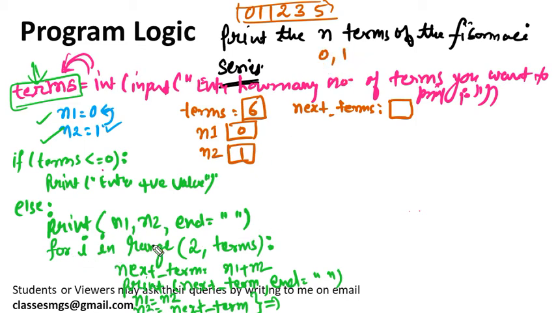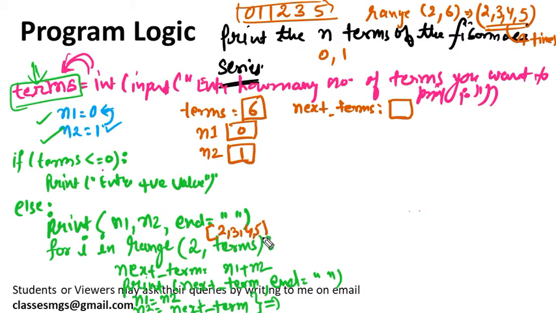Now the for loop will continue. For i in range, you are passing 2 comma terms, and the terms value is 6. So the range function will return the values 2, 3, 4, 5. So this loop will continue 4 times, and the first time the i value will be 2. The i value is not used here, so it doesn't matter. Let's suppose this will return the list 2, 3, 4, 5, because at some point we need to stop the loop. When 2 comes, the next term will become n1 plus n2.